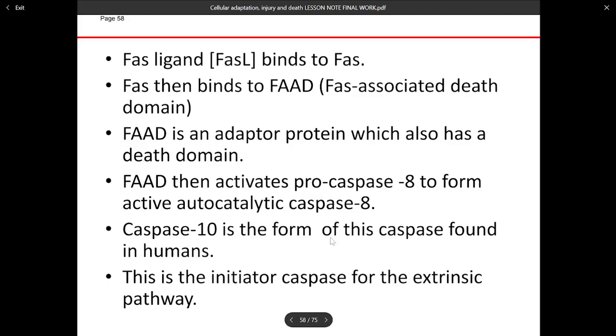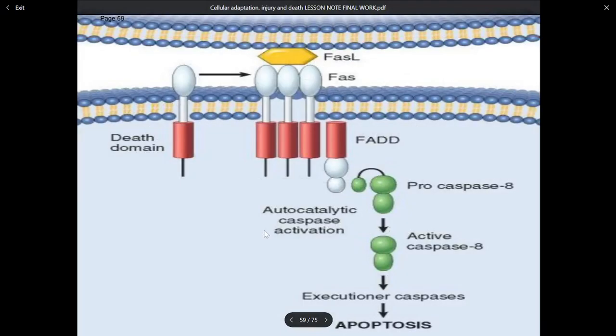Caspase 10 is the form of this caspase found in humans. So instead of caspase 8, we have caspase 10 in humans. This is the initiator caspase for the extrinsic pathway. So the initiator caspase for the extrinsic pathway is caspase 10. That's in humans. I don't know whether in lower animals it is caspase 8, but in humans caspase 10 is the form found.